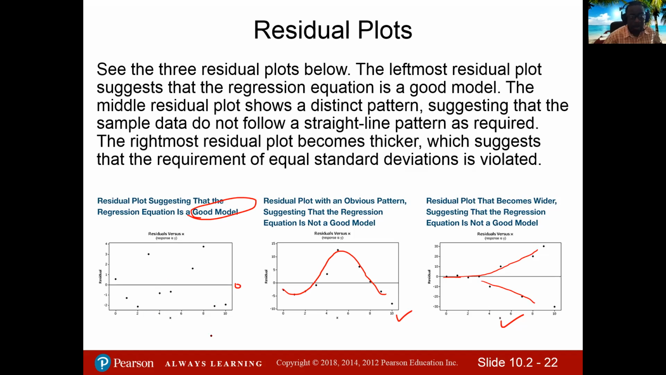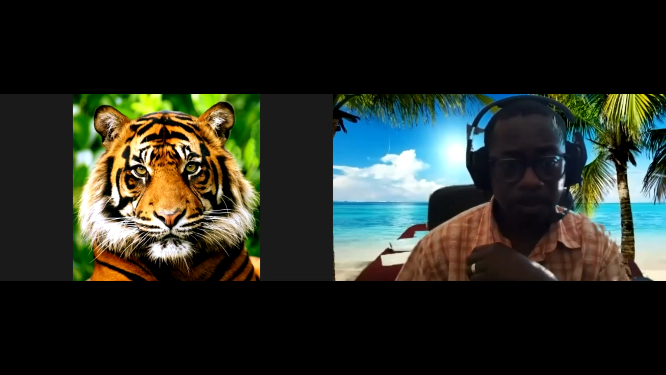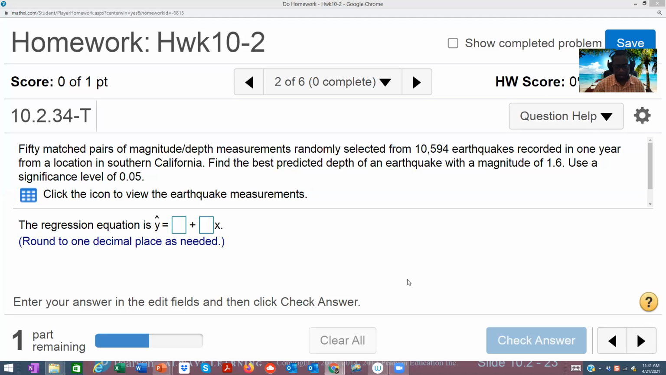Okay. So now let's consider examples 2 and 4 from the homework. I'm going to stop sharing this. So this is the 10.2 homework question number 2. We are doing questions 2 and then 4.